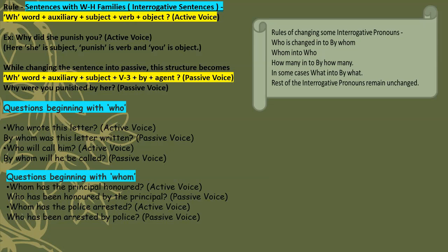And here you can see I've just mentioned a few important things for you. Rules of changing some interrogative pronouns: who is changed into by whom, whom into who, how many into by how many, in some cases what into by what. The rest of the interrogative pronouns remain unchanged.